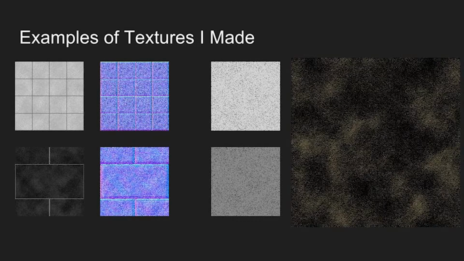Here are examples of some of the textures I created during the project. I knew that the normal mapping was important for the floor and wall, so I included those as well for the first two textures you see on the left.